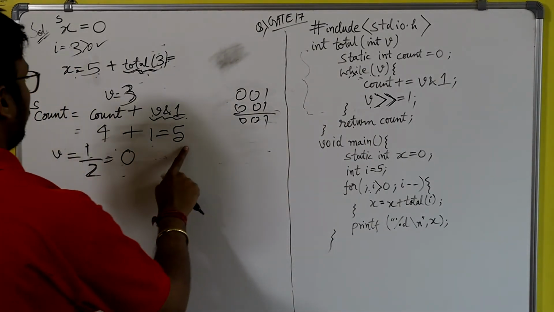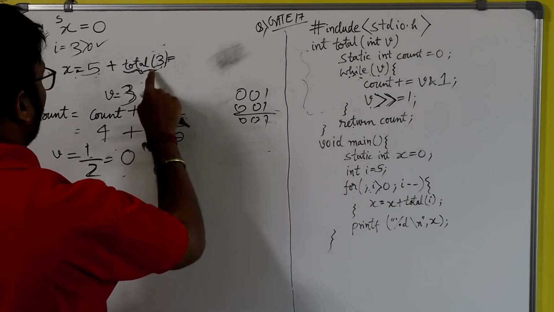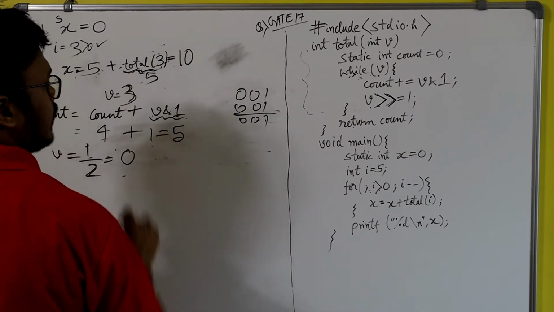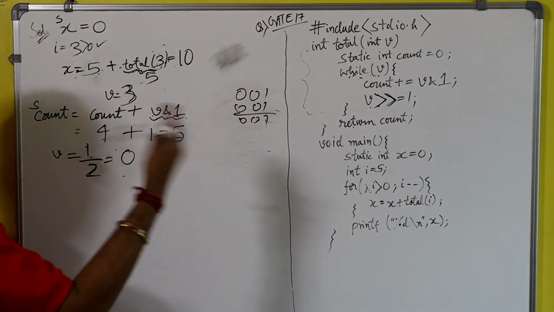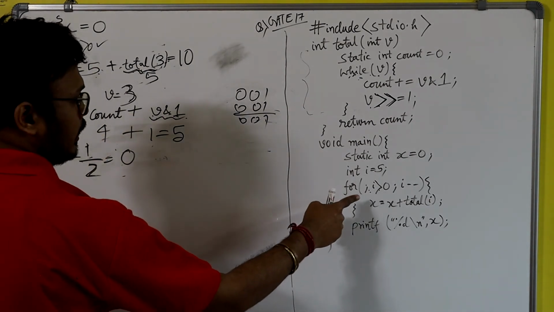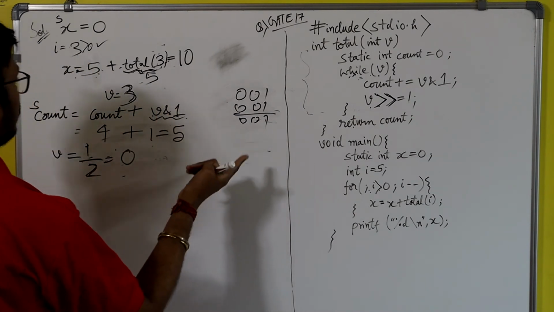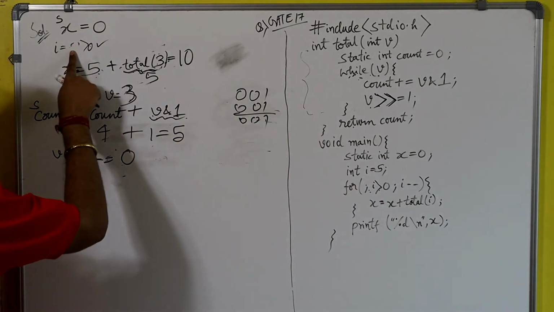So what value will be returned here? 5 will be returned here. So in place of total of 3, I will write 5. So 5 plus 5 is 10. Okay. So the value of x is 10. So still the loop will be running because the value of i has not yet reached 0. So now again the value of i will be decremented, so it will become 2.